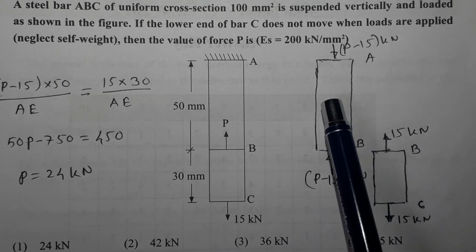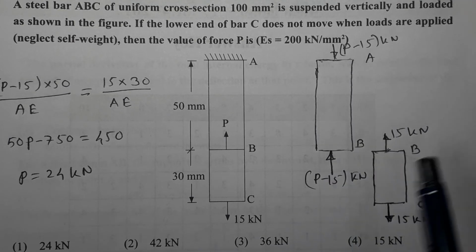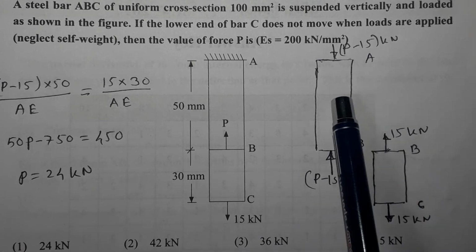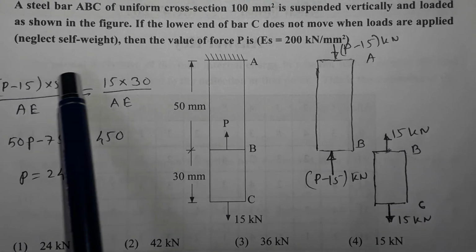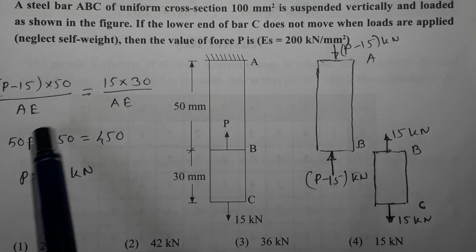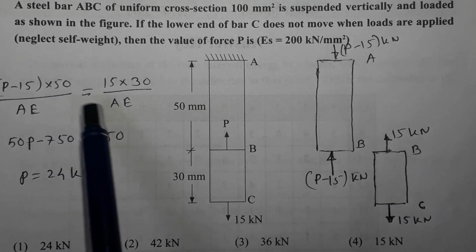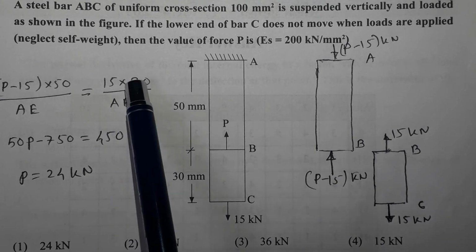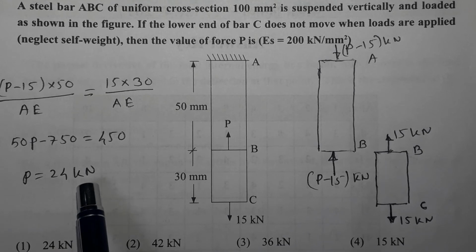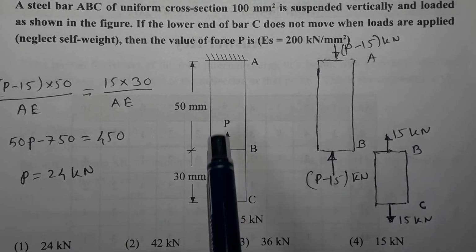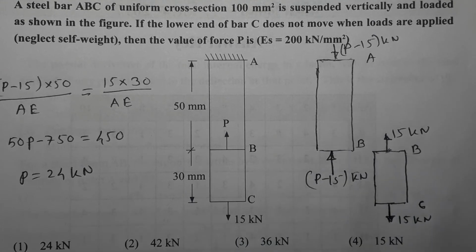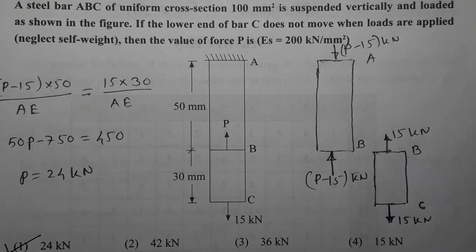So change in length of AB must be equal to change in length of BC. This is the trick we will have to use. So change in length of AB, by using the basic formula PL upon AE, with P minus 15 and L as 50 mm, I am substituting it over there, is equal to PL upon AE for BC. When I substitute all the values and simplify them, I will get P equal to 24 kilonewton. The key point over here is to draw the free body diagram of these two members correctly. So the correct option is option 1, that is 24 kilonewton.